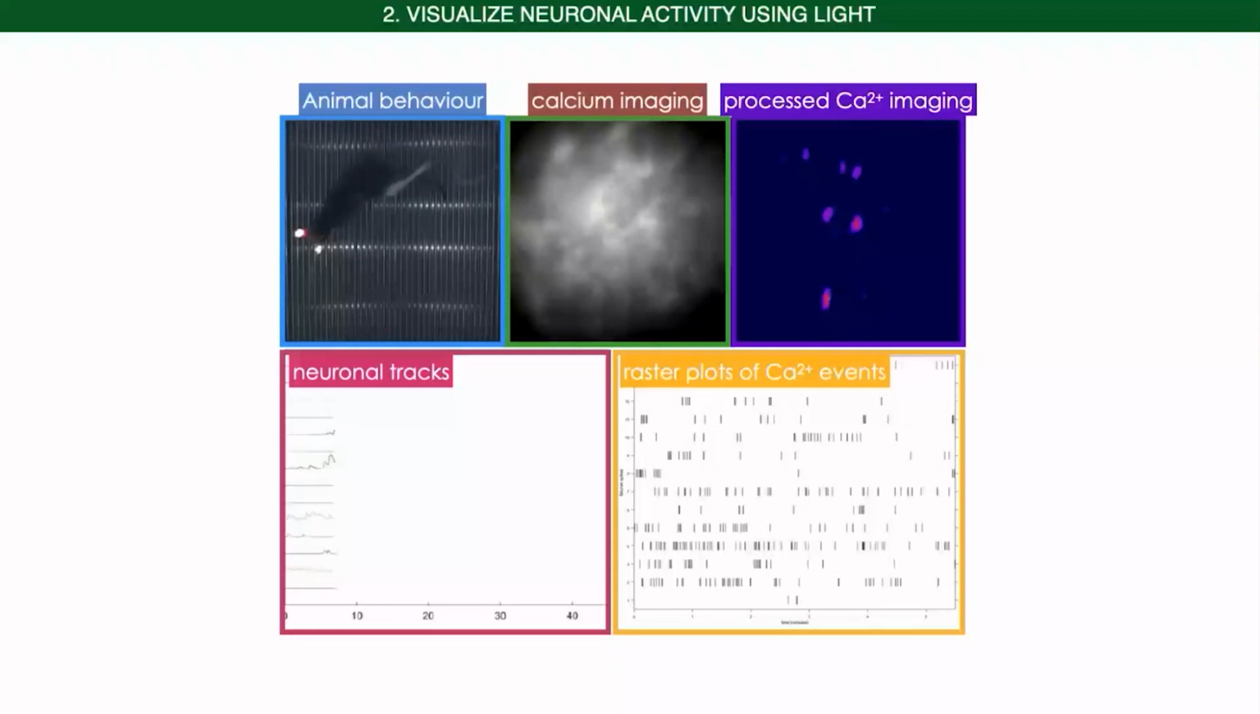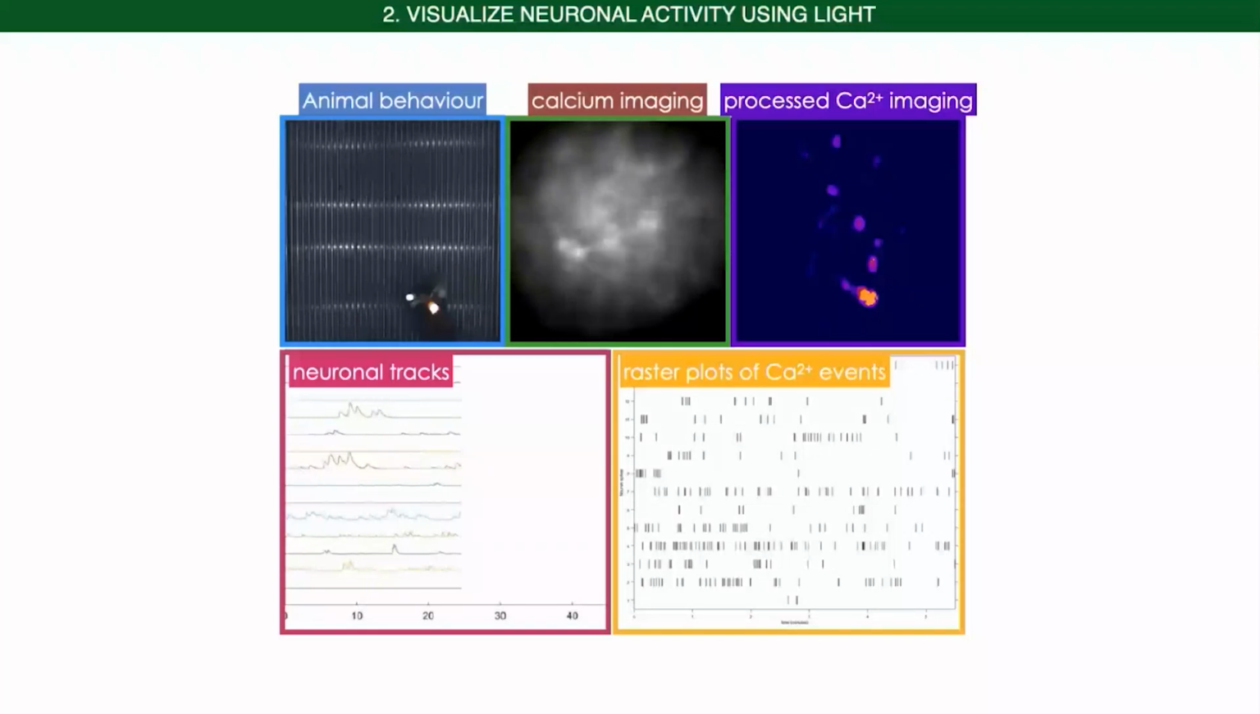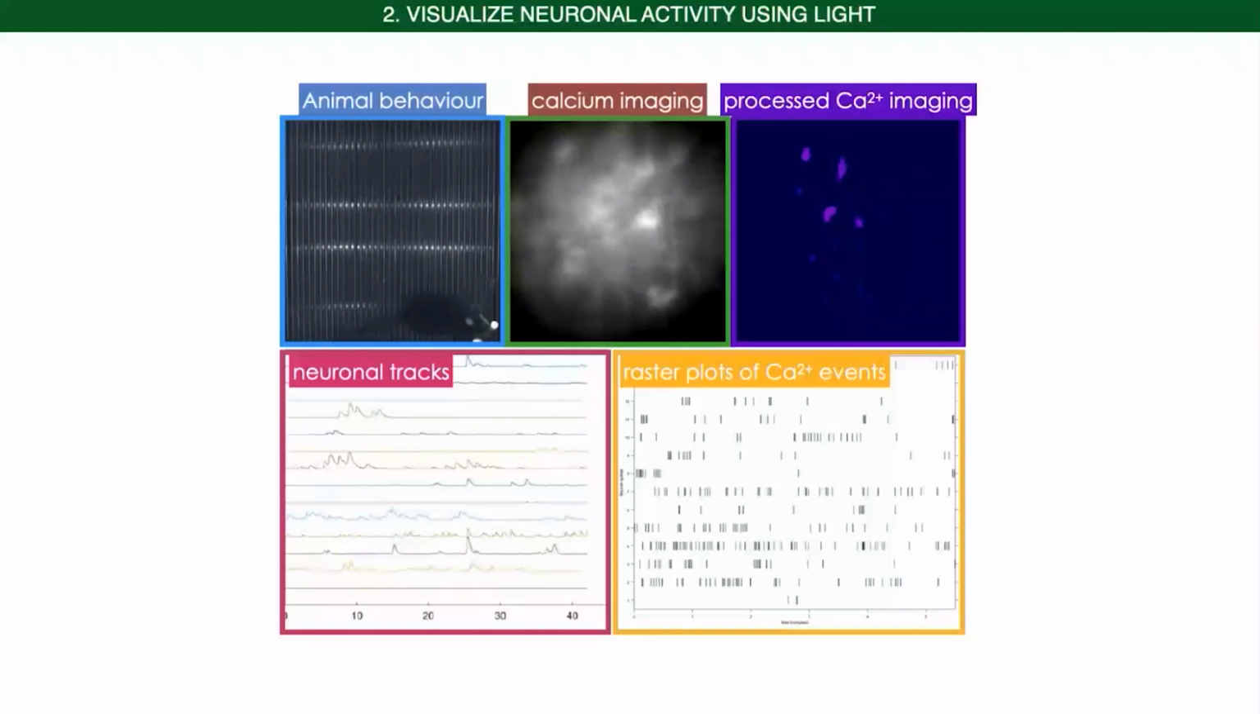Then, we can process the imaging that we get from those studies. We can delete the background. We can delete the movement of the camera, because obviously this camera is moving together with the behavior of the animal. And then in real time, we can track the changes in fluorescence, and we can make raster plots of the calcium events that occur for every single cell present in the field of view. So there are several things that we can do with it.